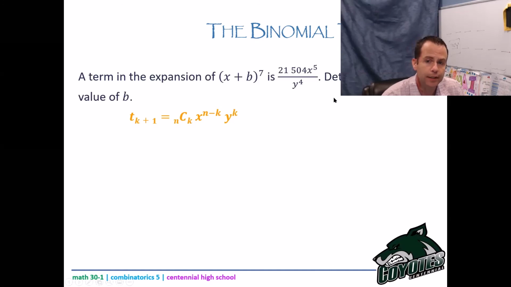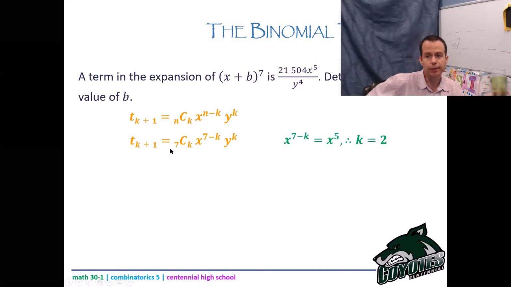Now, take a look at this for a sec. This says x to the 7 minus k, and I need to end up with a 5. Is that enough information to figure out k? For sure it is. So I know that x to the 7 minus k has to be 5, and that allows me to conclude that k has to be 2.